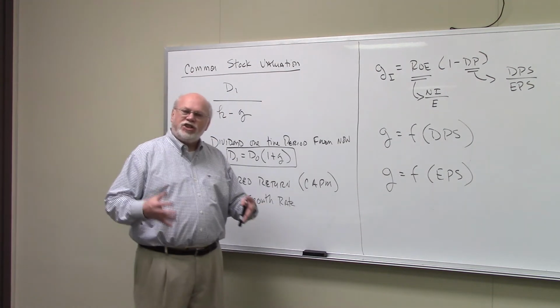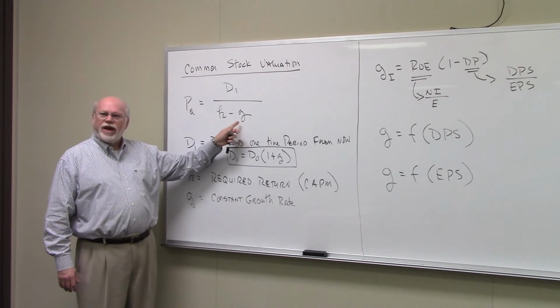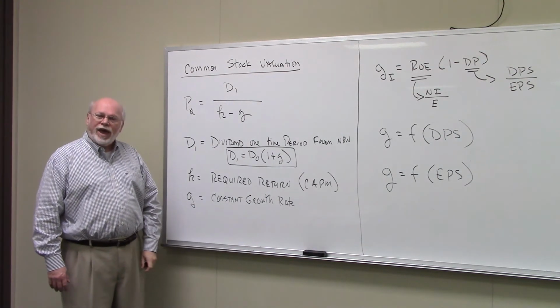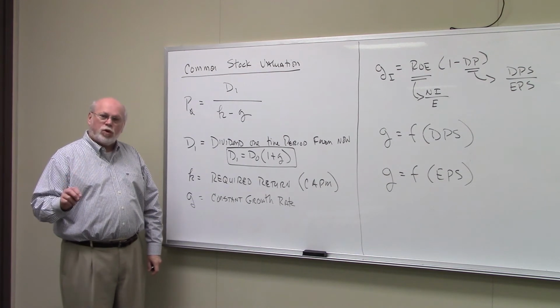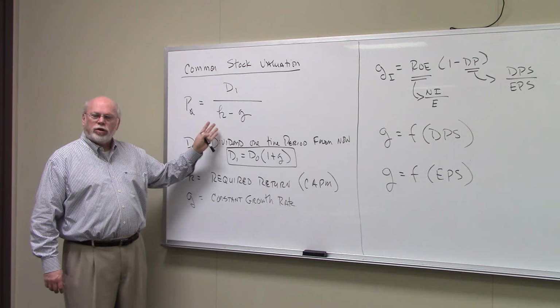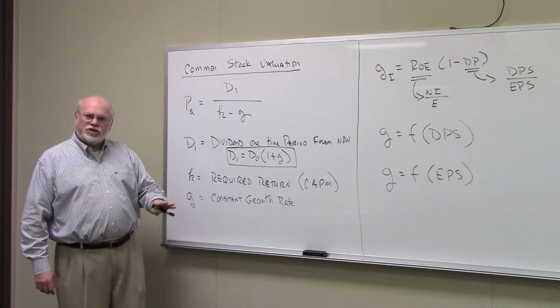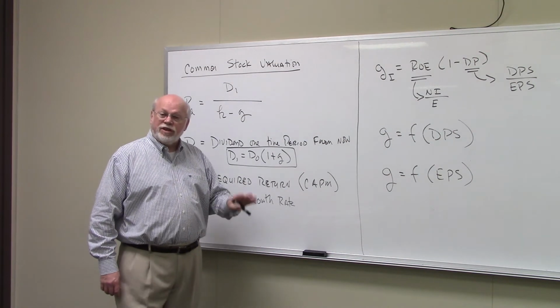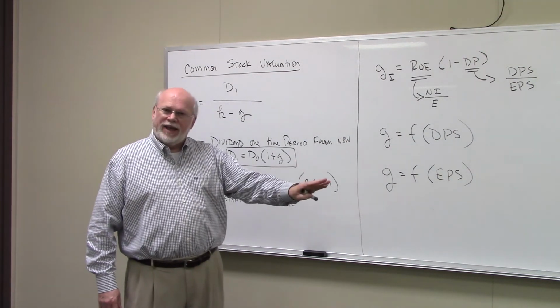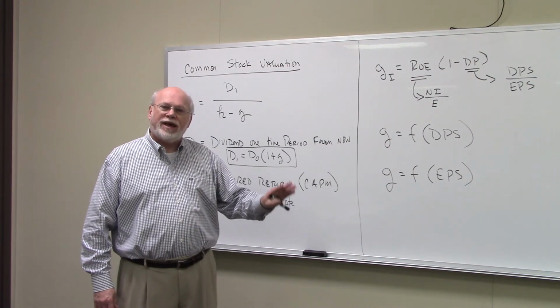But again, G is an important thing. Growth is an important thing in driving the value of a company, and you have to come up with your estimate of growth. And this is the model that we're going to talk about when we talk about finding the intrinsic value of a share of common stock. This is the dividends theory. In the next video, we're going to talk about required return. We're going to talk about the capital asset pricing model.